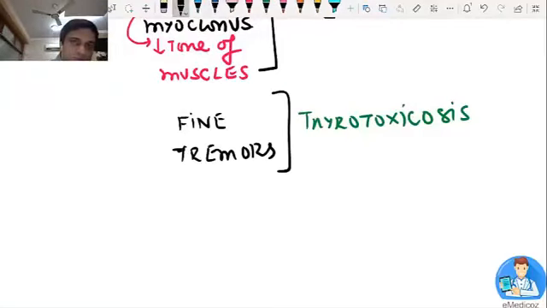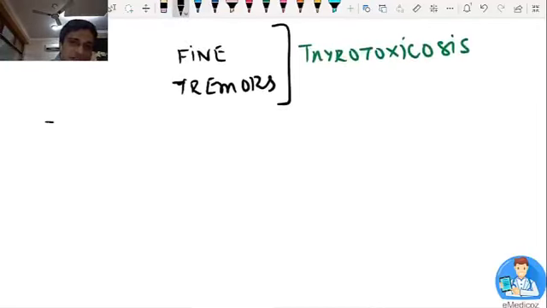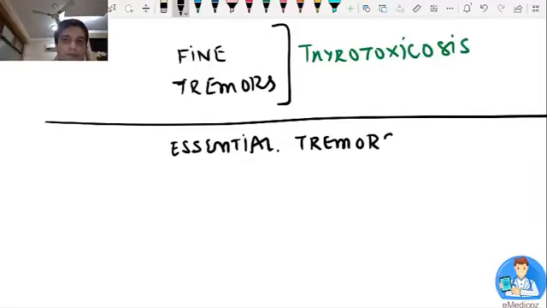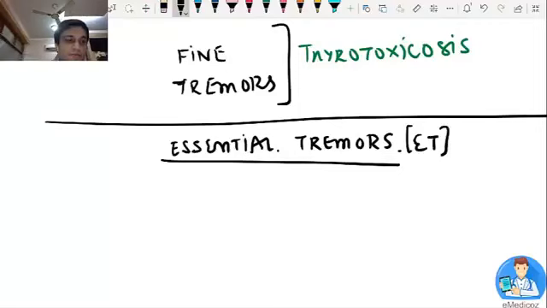Now, there's another very important topic, known as an essential topic, better known as essential tremors, ET. Essential tremors. Now, this is a very essential topic to read, like status epilepticus. This essential topic is very essential for the exam.